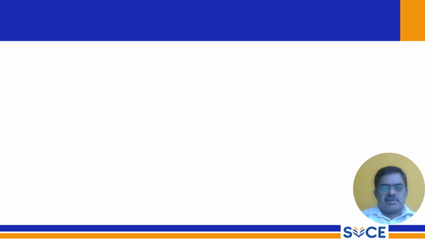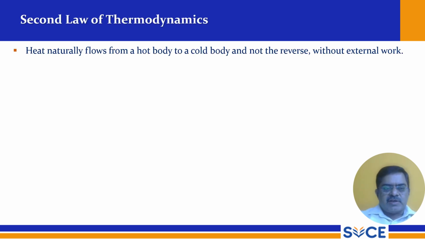Next is the second law of thermodynamics, and students, this is a very important law when coming to our subject HVAC, and this is the governing law, we can say. Its statement is very simple. Heat naturally flows from a hot body to a cold body and not the reverse. Suppose you want to reverse it, you need some external work. Without external work, you cannot reverse it, and it always flows from hot body to cold body. So that is the governing statement for our HVAC systems. That's why it is a very important law in our subject.